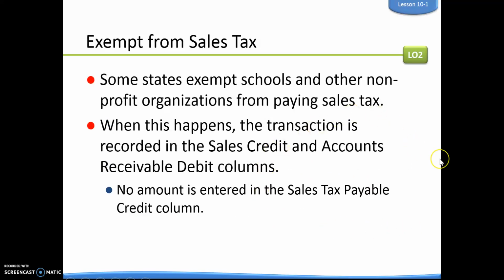The last thing to think about when we're making sales is that there are some organizations that are exempt from sales taxes. One of those happens to be schools, and a lot of times nonprofit organizations also don't have to pay sales tax. If this happens, usually the transaction will state it. And in that case, the sales credit and the accounts receivable debit column get the exact same amount because there is no sales tax in that transaction.